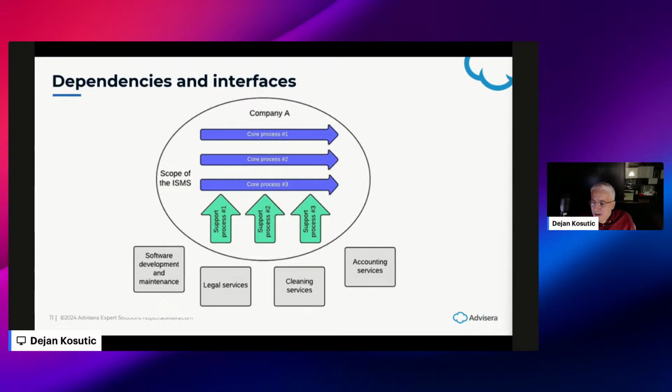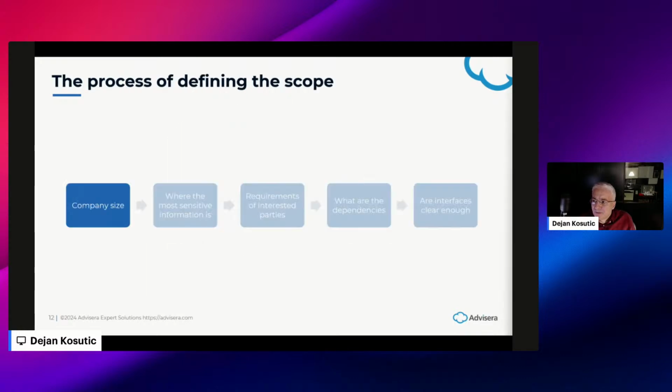Good. Now let me move on to the next slide, and basically, it's about the process. So how do you actually define the steps to define the ISMS scope? First of all, you should start with your company size. If your company has less than 50 employees, it's typically easier to set the ISMS scope for your whole company.